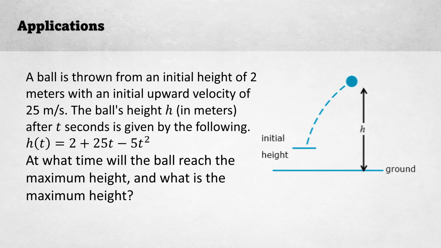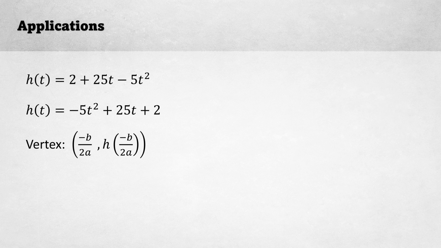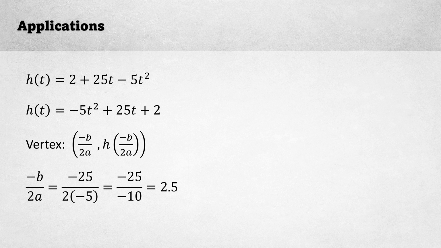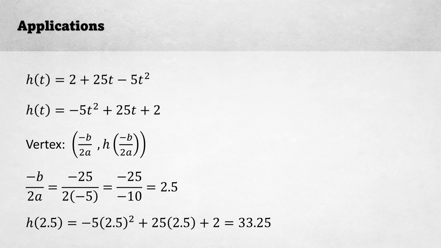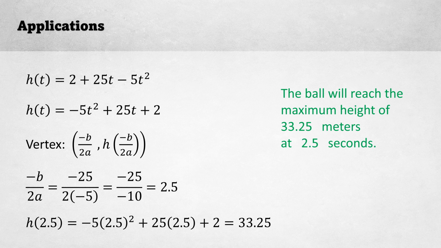The next question is, at what time will the ball reach the maximum height? And what is the maximum height? The maximum height will be at the vertex of the parabola. So we'll need to find the vertex of the parabola. We can either complete the square and then find the vertex, or we can use the vertex formula. Using the vertex formula, we can find the x-coordinate of the vertex, which is 2.5. And evaluating h of t at t equals 2.5, we get 33.25. So the ball will reach a maximum height of 33.25 meters at 2.5 seconds.